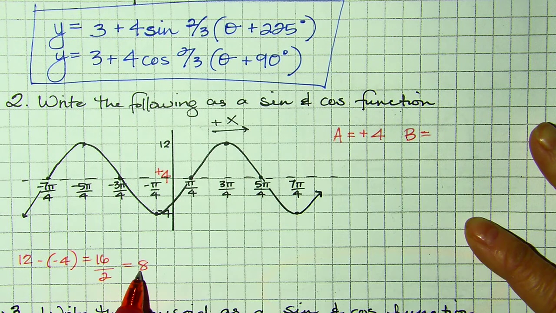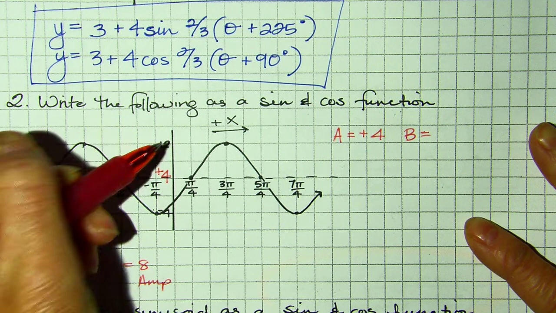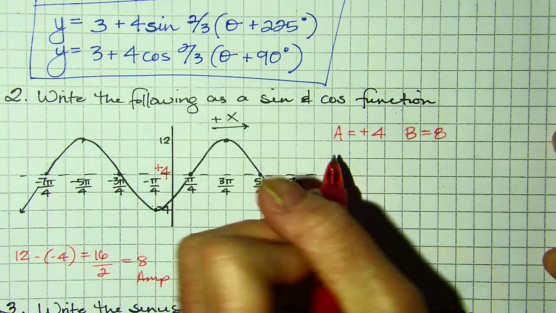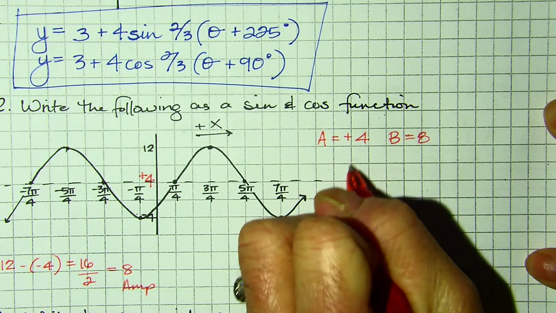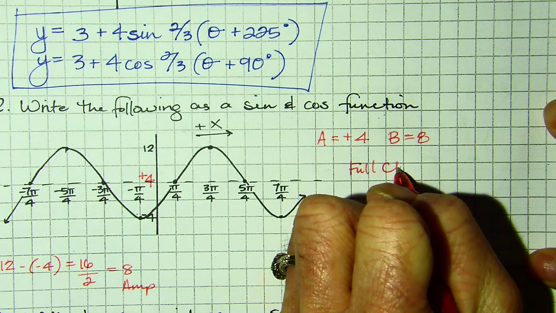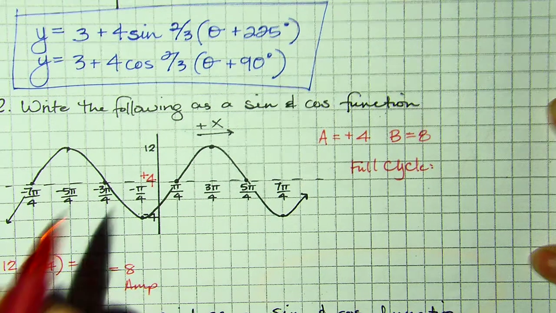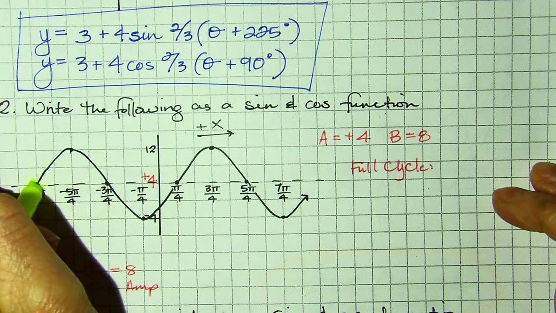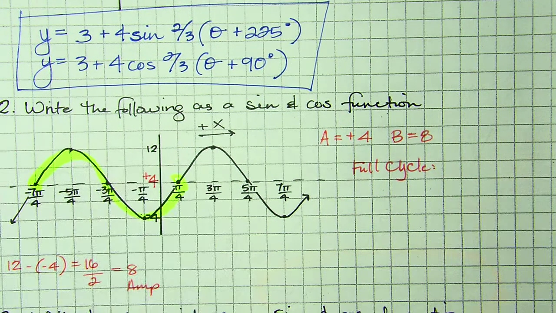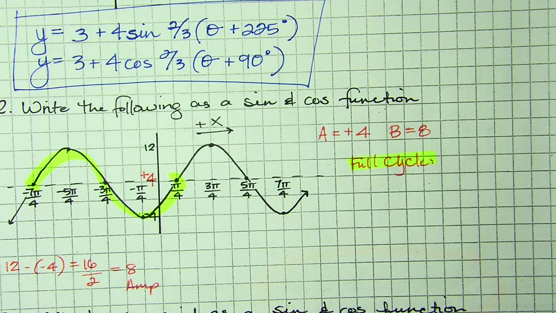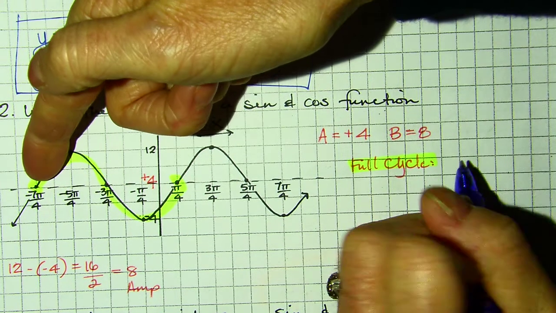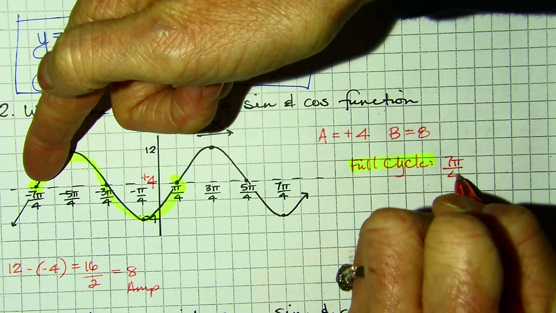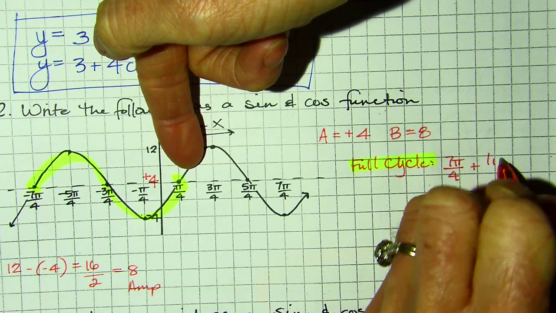And our amplitude is right here. This is our amplitude because I'm 8 units apart here, and 4 to negative 4 is 8 units. So let's now determine our full cycle for part C. So let's say I go from here to here. So I'm determining my full cycle. So this is at negative, so 7 pi, because I'm looking for distance. So 7 pi over 4 plus 1 pi over 4.